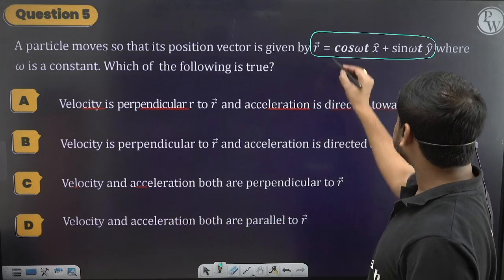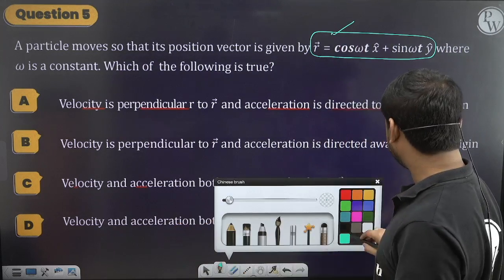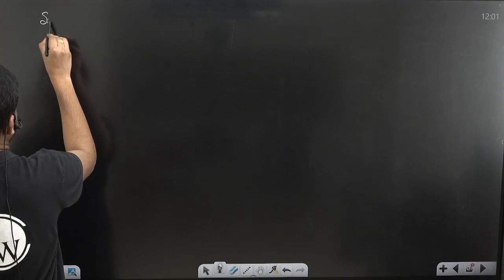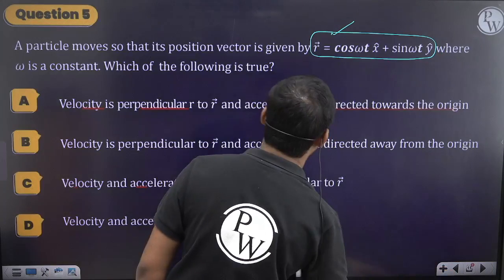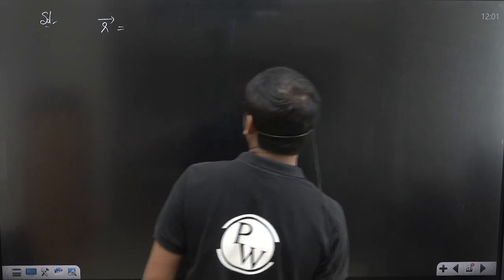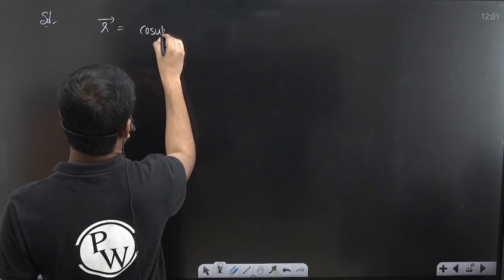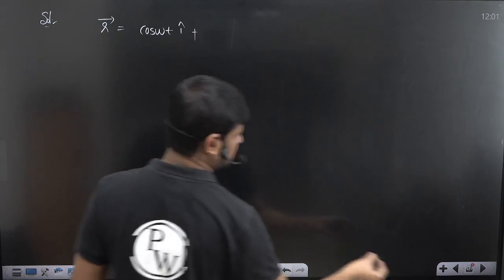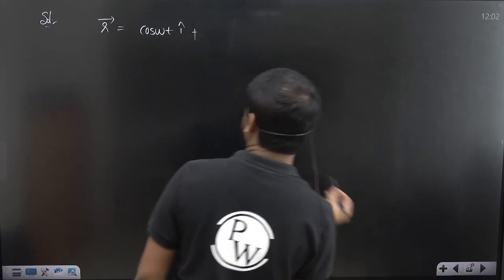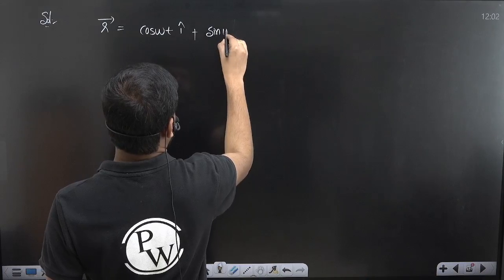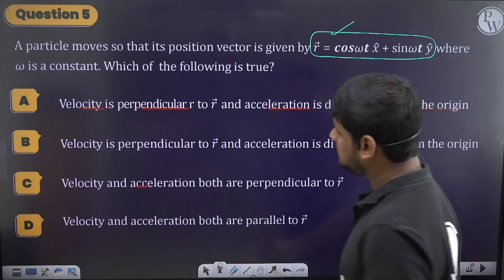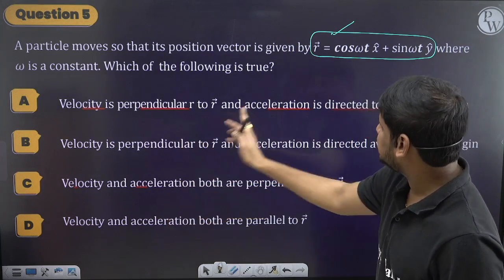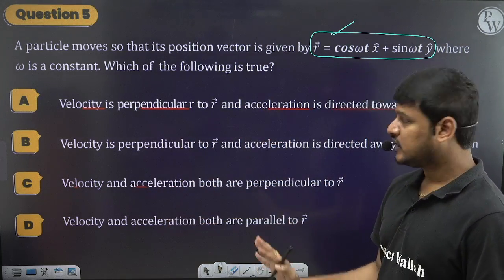Okay, first they gave the position vector, so let's write it. The position vector r is equal to, see carefully, cos omega t i cap plus sin omega t j cap. Now in every option, we have velocity and acceleration, so I need these two terms first.